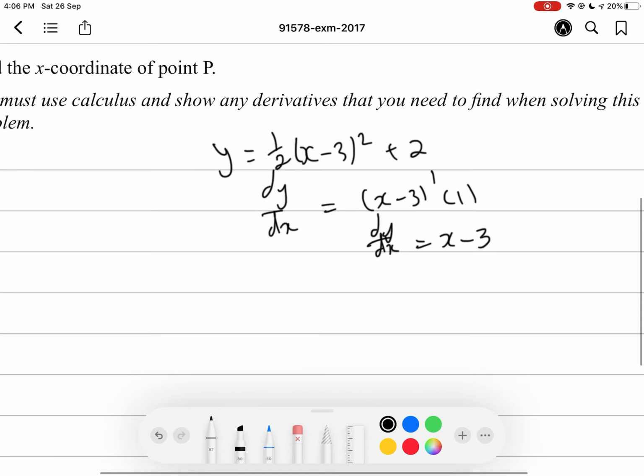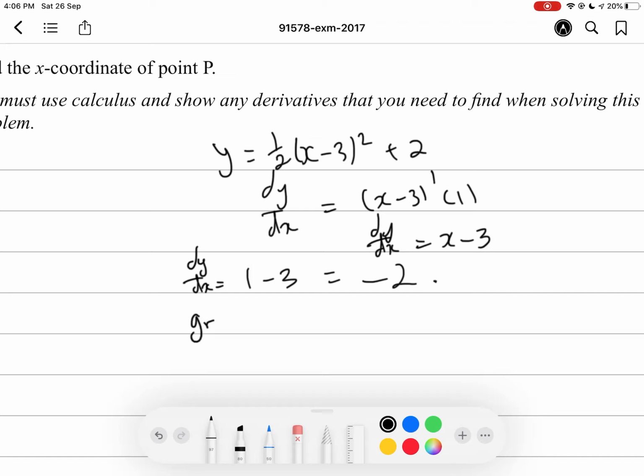So we can say that dy over dx equals 1 minus 3, which equals negative 2. So this is the gradient of the tangent. In order to find the gradient of the normal, we know that the gradient of the tangent times the gradient of the normal equals negative 1. Therefore, the gradient of the normal equals negative 1 over negative 2, which equals 1/2.